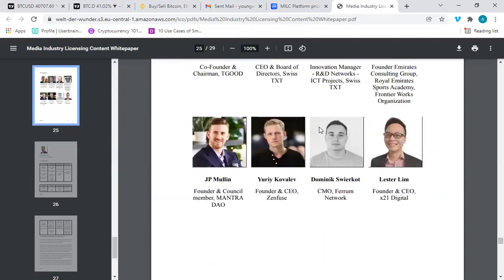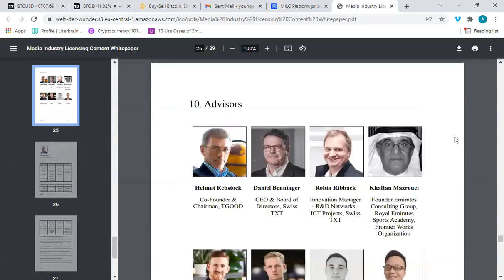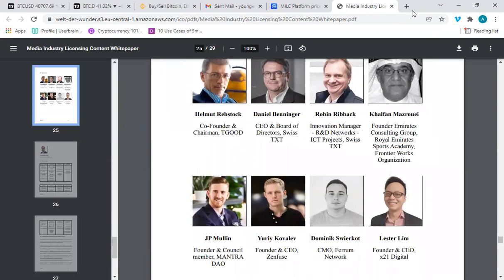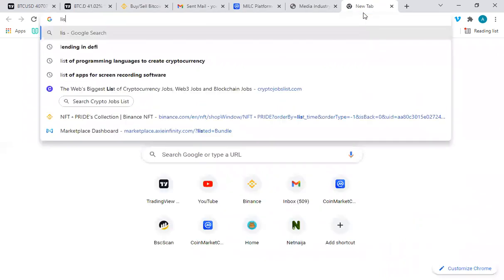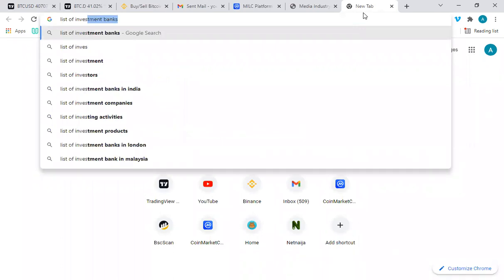You see these advisors, they are part of the team, and they are also among the investors. You can see them. I can assure you that they've also had a portion of investment in this coin. Now, another way you can check the investors, you can search the list of investors of a particular company.